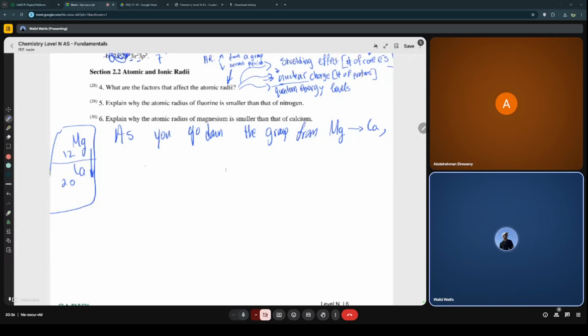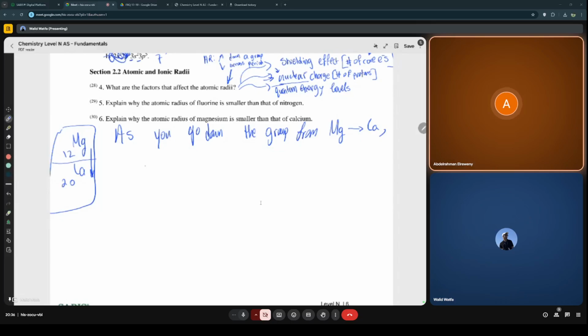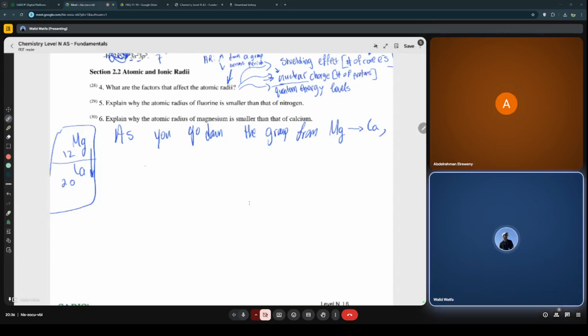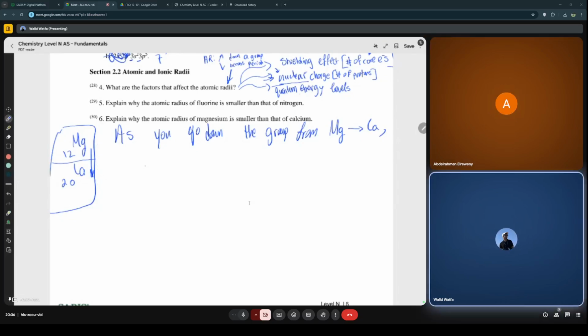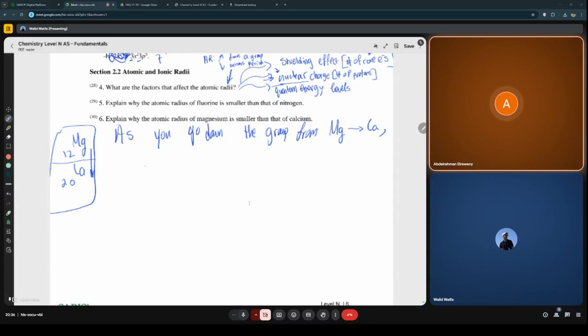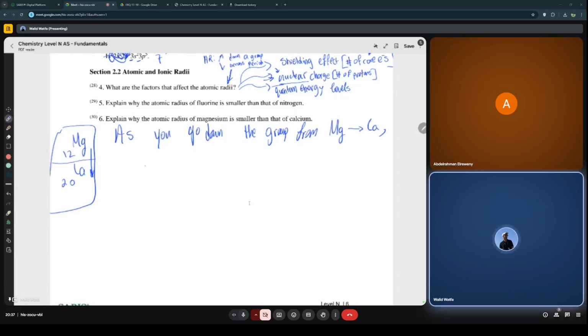Both belong to group 2. Calcium's valence shell is shell number 4. Since the valence electrons of the nucleus experience greater shielding... wait, wouldn't it have the same shielding effect? No, the shielding effect should be greater, right? I think the reason they didn't add the shielding effect is that it doesn't support the claim. How does it support the claim? If there's a greater shielding effect, doesn't that mean the atomic radius is smaller?